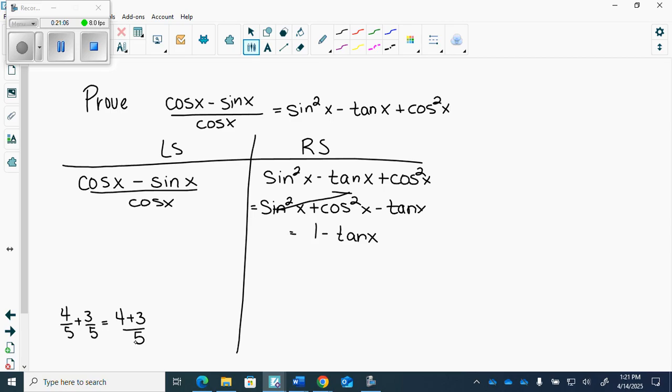So if I can go this way, I can also go this way. I can come back. If something's over a denominator, I can write each of them separately over that denominator, correct? So watch this. I can go cos x over cos x minus sine x over cos x, which is 1 minus tan x.